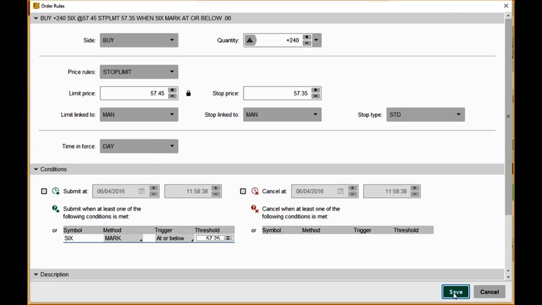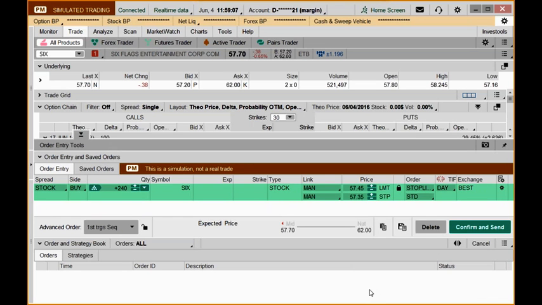So the way this order would work is if the price of the stock drops at or below 57.25, it will turn around and buy it as it pops back up, because this is my stop, so it won't let me buy below 57.35, and here's my limit, and that's the max I want to pay for it. We're good? How are the guys online doing? We're good. Okay. Now, do I click confirm and send?